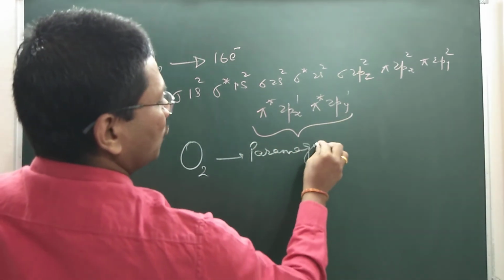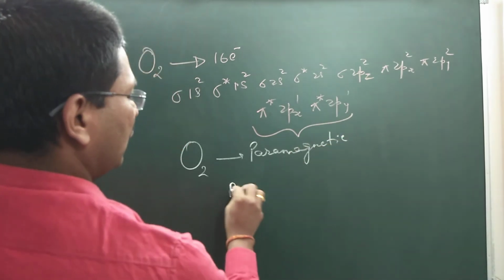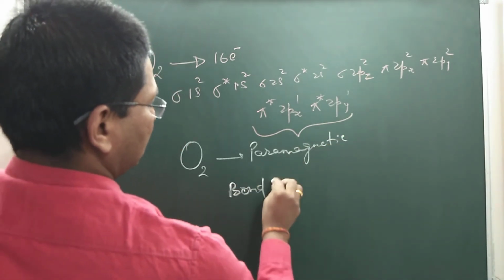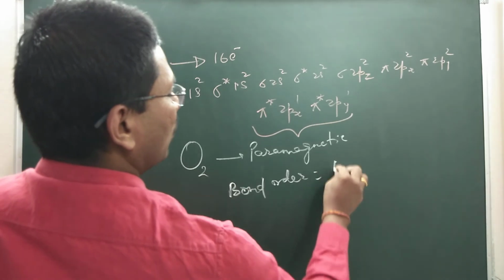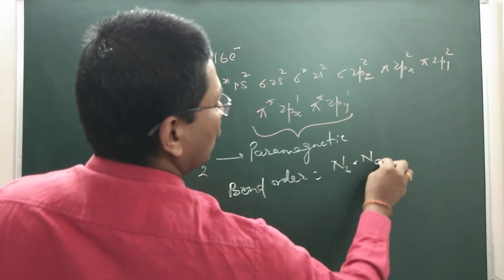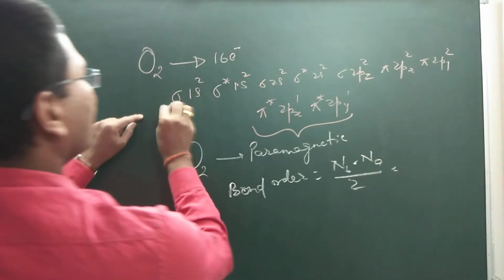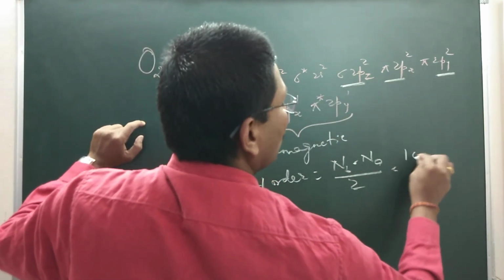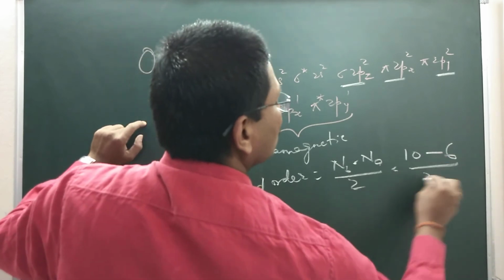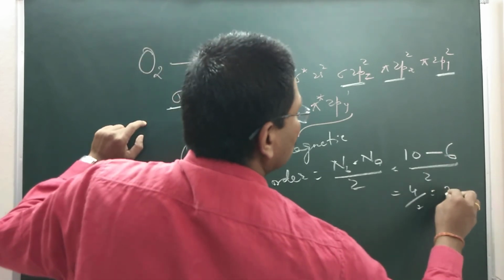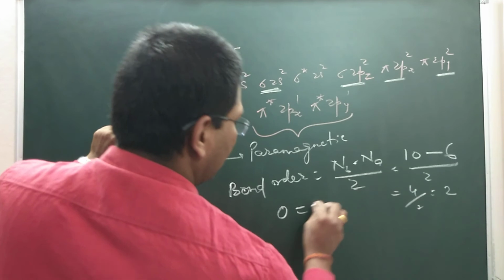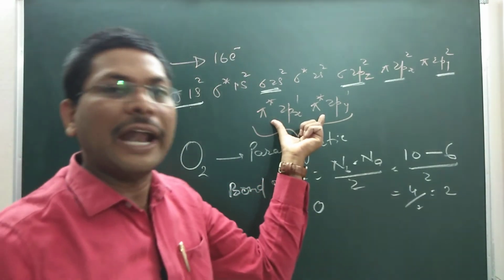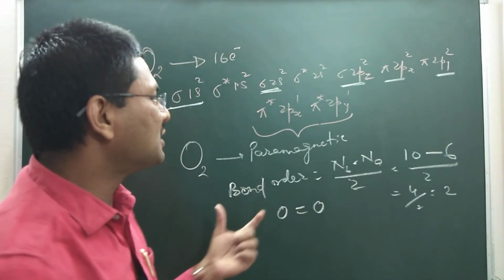And if you calculate the bond order, bond order is equal to the number of bonding electrons minus the number of anti-bonding electrons, divided by 2. The number of bonding electrons: 2, 4, 6, 8, 10. So 10 bonding electrons minus 6, divided by 2, that is 4 by 2, it is 2. That means oxygen has a double bond. And due to the presence of unpaired electrons in the anti-bonding molecular orbital, it is paramagnetic.